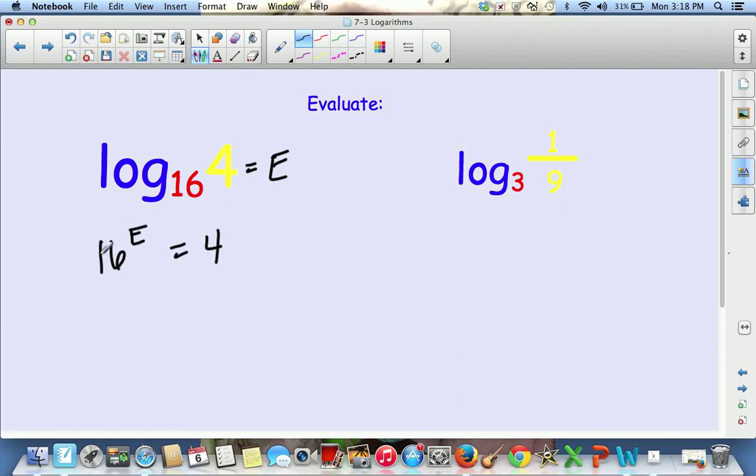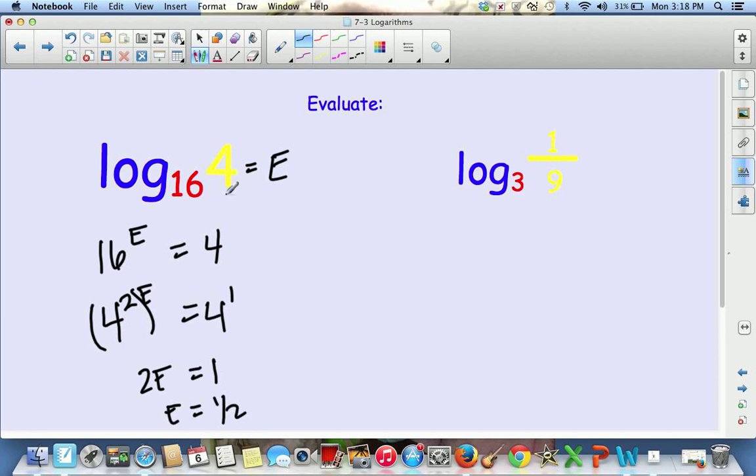So remember in the last section there's a way to solve this. So we have 4 squared to the e equals 4 to the first. We've got to get the same base right here. So power to a power, that means we multiply, so it's going to be 2e equals 1. So my exponent then will be 1/2. So this right here, log base 16 of 4 equals 1/2.